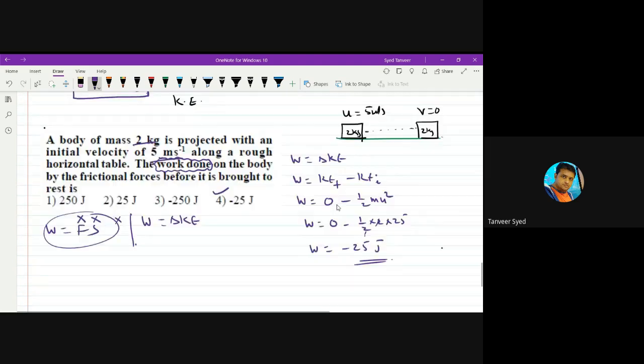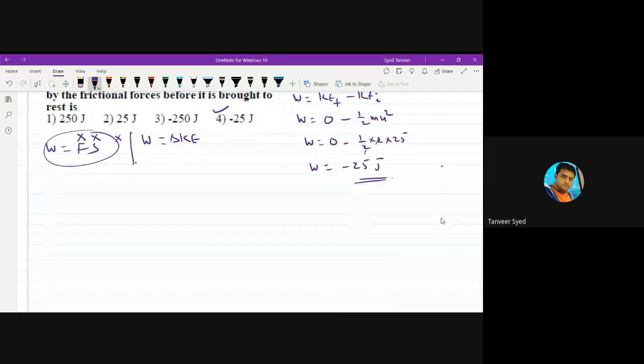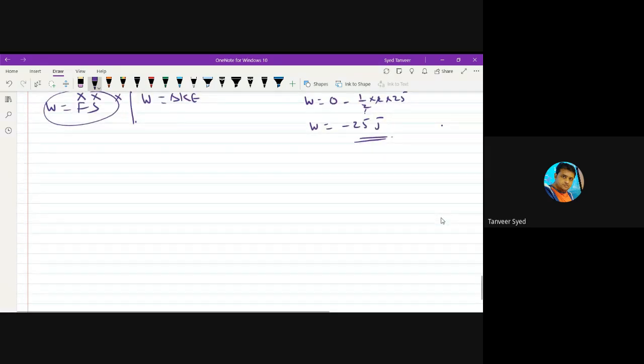Work energy theorem. So remember this point. If you don't see force and displacement in the question, but still you want to calculate work done, you should think of work energy theorem. Right. Next.